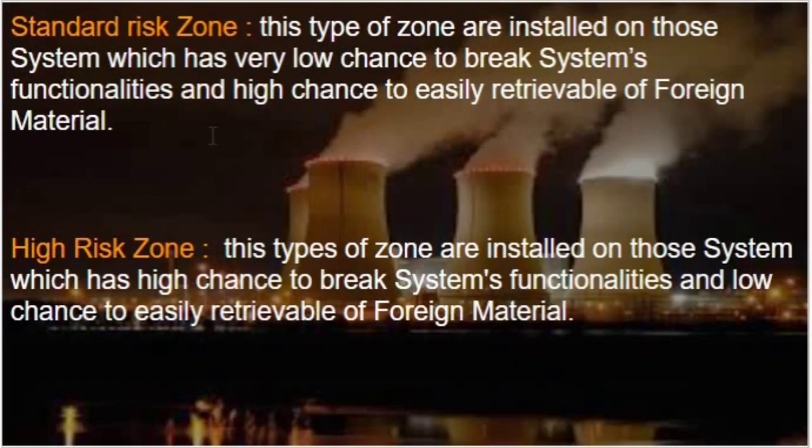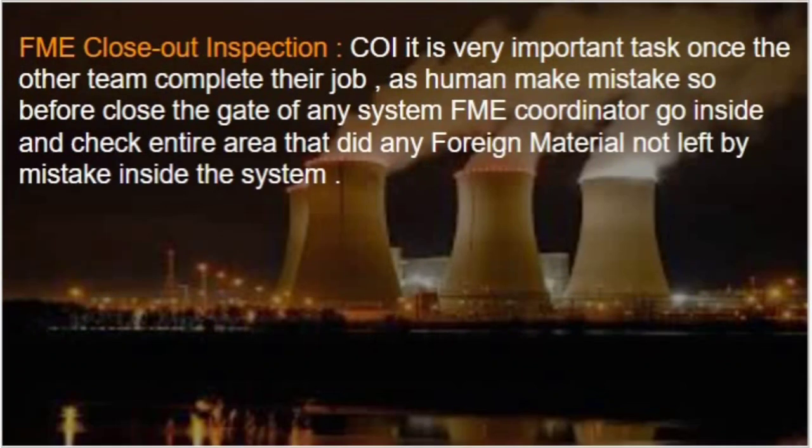Suppose a simple wall is there and something has fallen on the surface, you can easily take it out, no problem. But what about high risk? If something falls down in a spent fuel pool, reactor cavities, condenser area or turbine area, it will be very difficult to retrieve those foreign materials. That's why we make it a high risk zone. So all these things make the difference between high risk and standard risk.